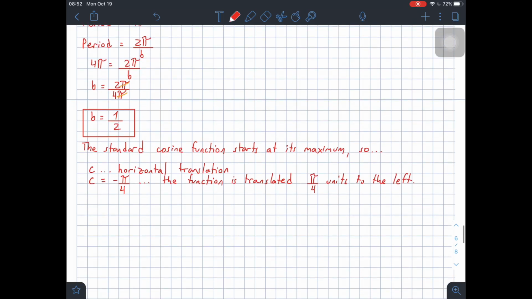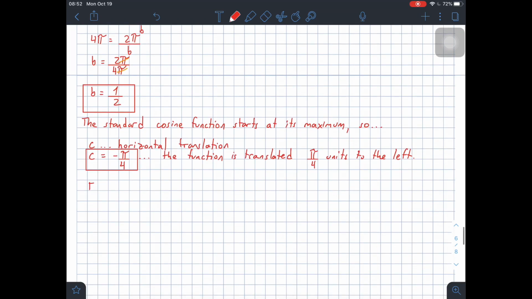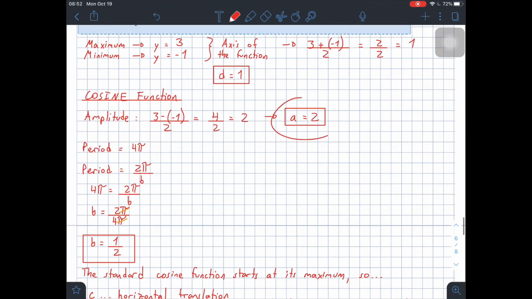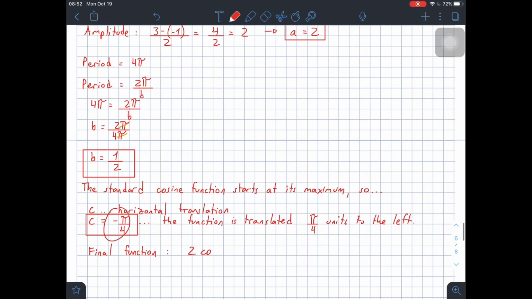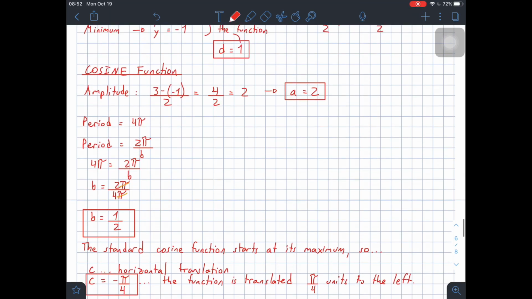Okay, so here we have the value of c. So now we can build our complete cosine function. Let me write it here: final function. The final function is 2 cos, our value of a is 2, our value of b is 1/2, our value of c is negative pi over 4, and our value of d is 1.